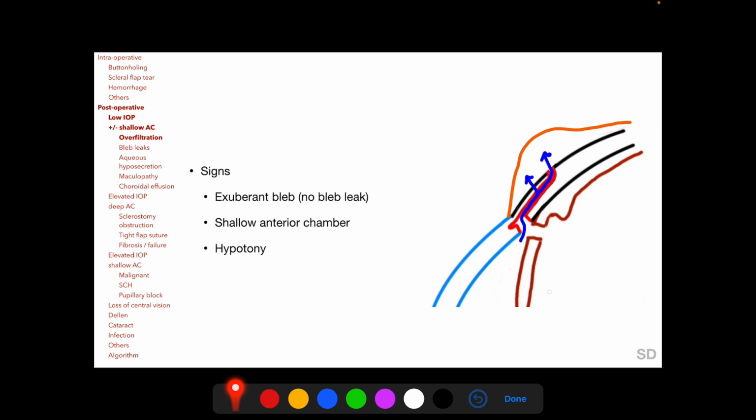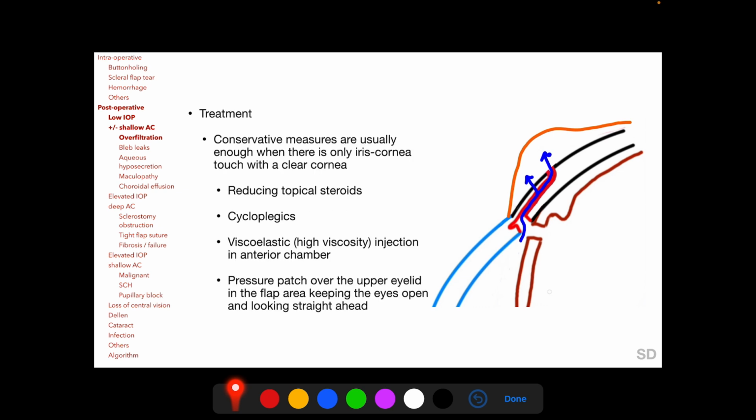Signs of overfiltration include, in addition to low intraocular pressure and a shallow anterior chamber, an exuberant bleb with no bleb leak. So Seidel's test will be negative when the patient has low intraocular pressure due to overfiltration. When there is only iris-cornea touch with a clear cornea, conservative measures may be instituted initially, and these include reducing topical steroids, because steroids inhibit the healing response, and so reducing topical steroids is expected to promote healing and reduce overfiltration.